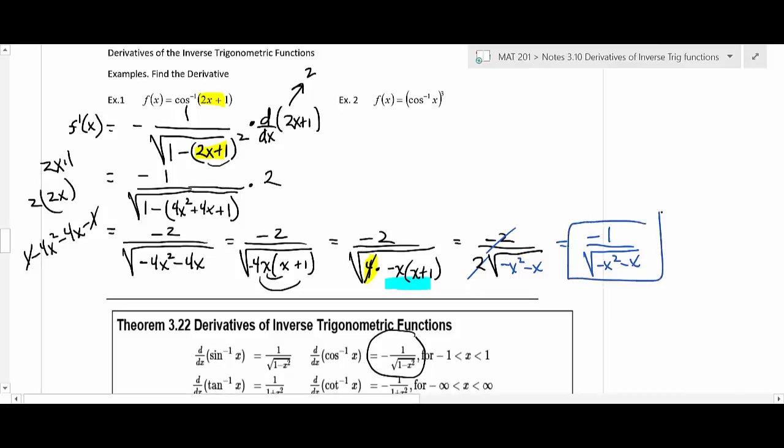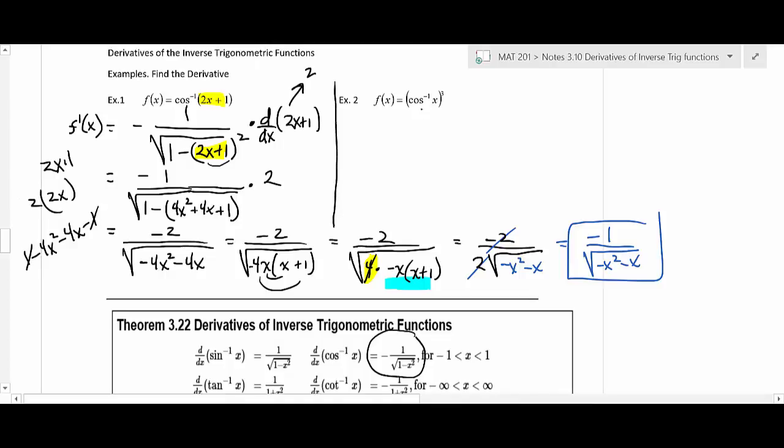Okay, that one's got a lot of algebraic simplification in it. And again, the details of that, we're squaring out the 2x plus 1 and then working out the algebra to get that 4 out of the radical. Does that make sense what I did, algebraically speaking? Okay. All right, let's run through this example 2 and see if we can put this together now.